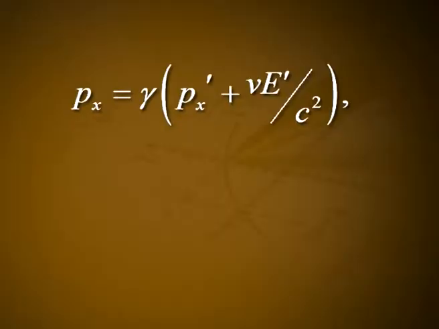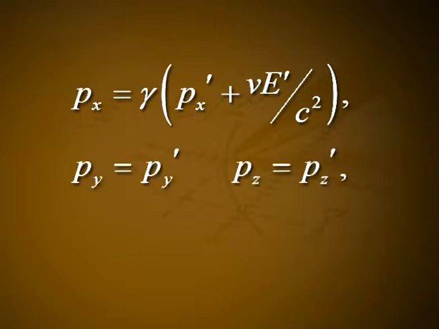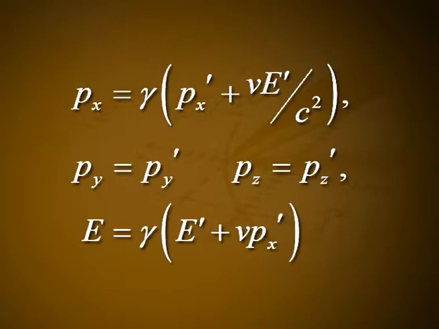The momentum transformation equations are px is equal to γ(px' + vE'/c²), py is equal to py', pz is equal to pz', E is equal to γ(E' + vpx'). We can show that p² − E²/c² is an invariant.